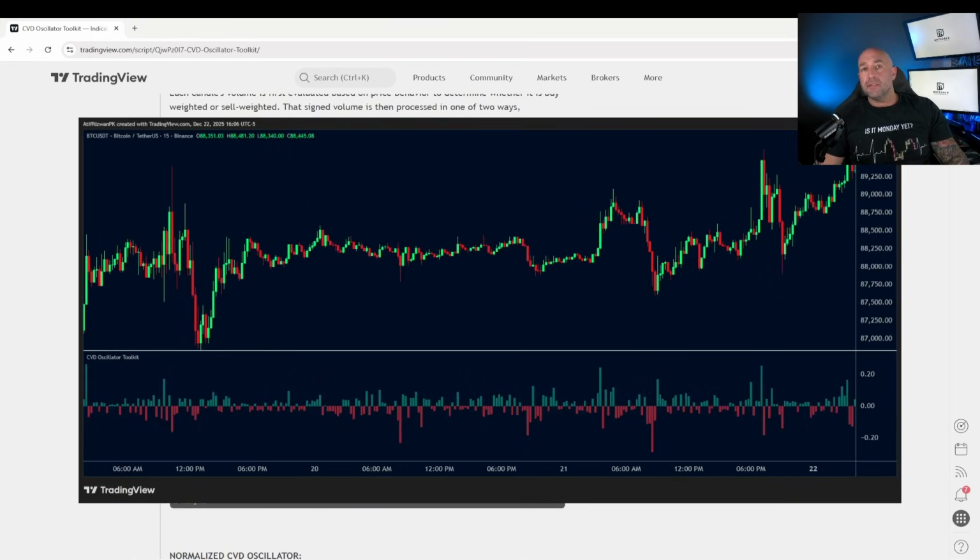In addition to the cumulative CVD calculation, the indicator includes an optional delta volume histogram that displays raw buy-sell imbalance on a per-bar basis. This view highlights short-term volume bursts that may not be immediately reflected in cumulative behavior, such as sudden spikes in buying or selling pressure, absorption events, or volume surges that fail to produce meaningful price movement. Because raw delta volume can be noisy and highly sensitive to short-term fluctuations, the histogram is visually muted by default.